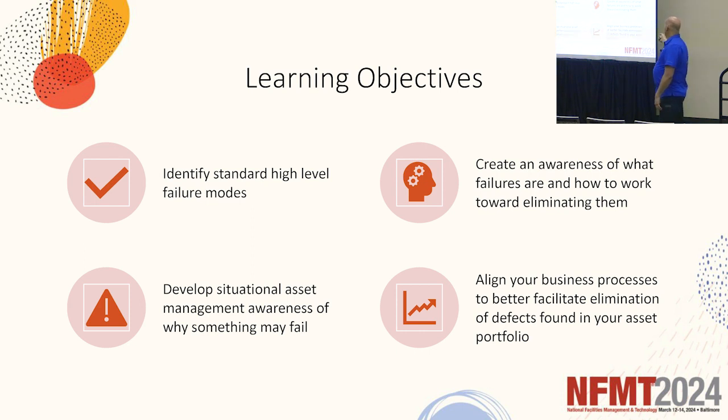We created a little bit of an awareness on how to work within the failure code to get rid of that defect. And then the situational asset awareness, I think we kind of looked at that a little bit more on how I can get my return on investment, how I do my maintenance. If I can get rid of that defect, my maintenance is going to be better and I'm more strategic in what I'm doing. And then, of course, the final thing, aligning the business processes.